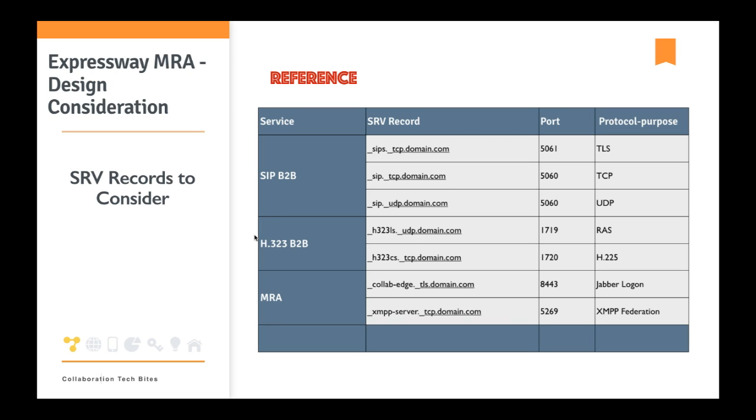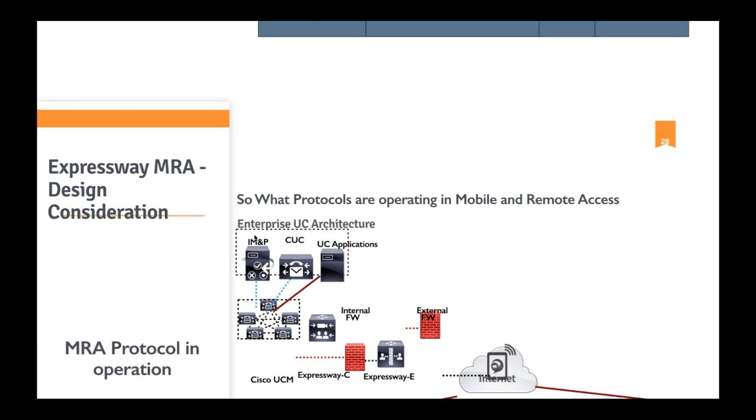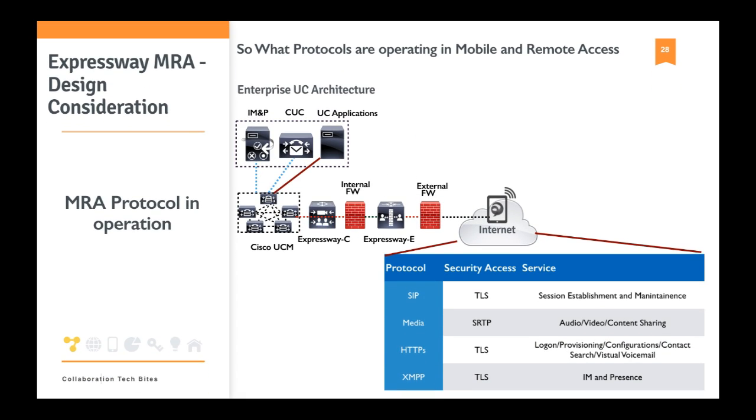In H323 business to business, you have another two SRV records: _h323ls for the locator for RAS messages, and _h323cs if you want to integrate with H.225 call signaling connection services. So one is port 1719 and one is 1720. This is for your reference. You can pause the video and see it again if you want.